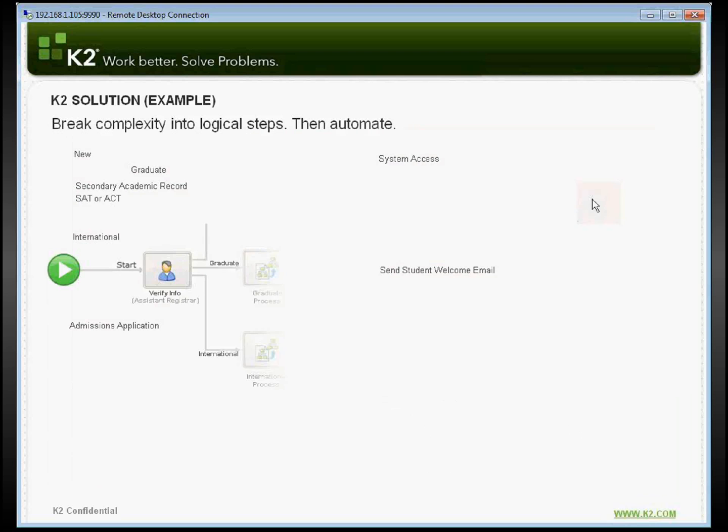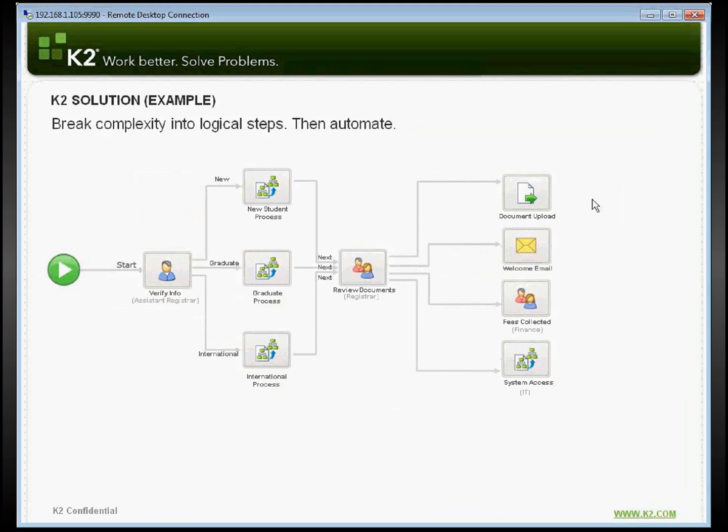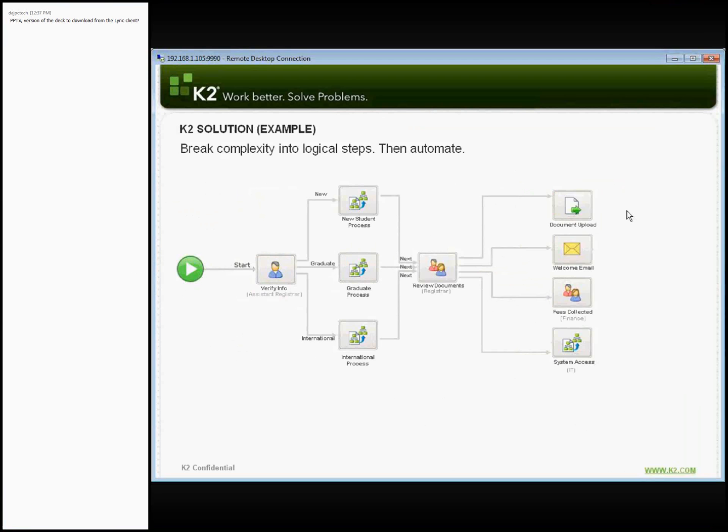that complexity into logical steps and then automate. So we see all those different steps taking their own place in different processing steps. So we verify the information coming through. Maybe I have different processes depending on the type of student they are, a new student, graduate, international student, and each one of those processes.